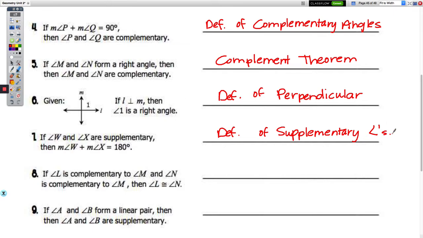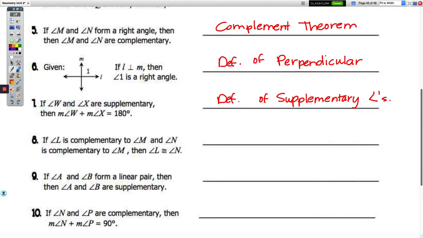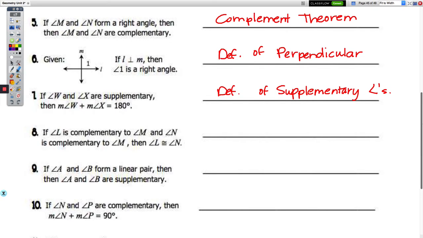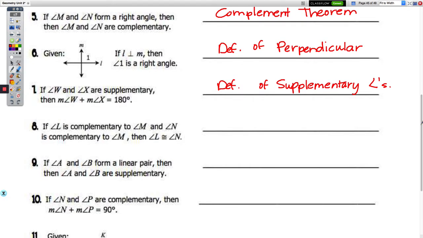Number 8 says if angle L is complementary to angle M and angle N is complementary to angle M, then angle L is congruent to angle N. This is the congruent complements theorem. Aren't y'all glad you're not having to memorize this? You don't have a state test for geometry, but you do have an ACT, and you may see this pop up again on the ACT.